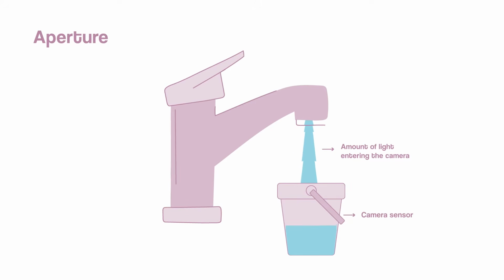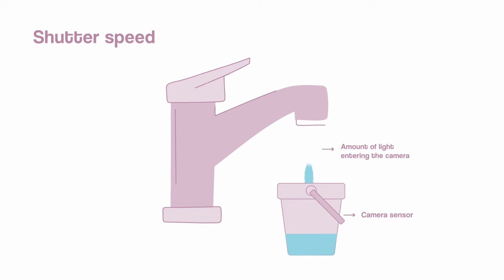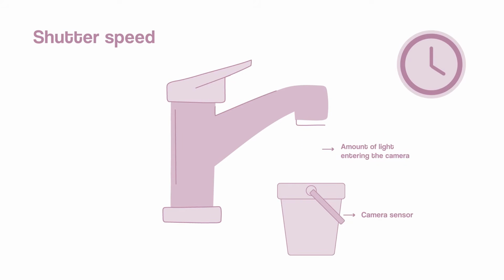Closing the tap partially restricts the flow of the water, similar to a smaller aperture, reducing the amount of light coming through. Shutter speed can be compared to the time the tap remains open. If you open the tap for a longer duration, more water will flow into the bucket, representing a longer shutter speed that allows more light to reach the sensor. On the other hand, a shorter tap opening time corresponds to a faster shutter speed, reducing the amount of light reaching the sensor.